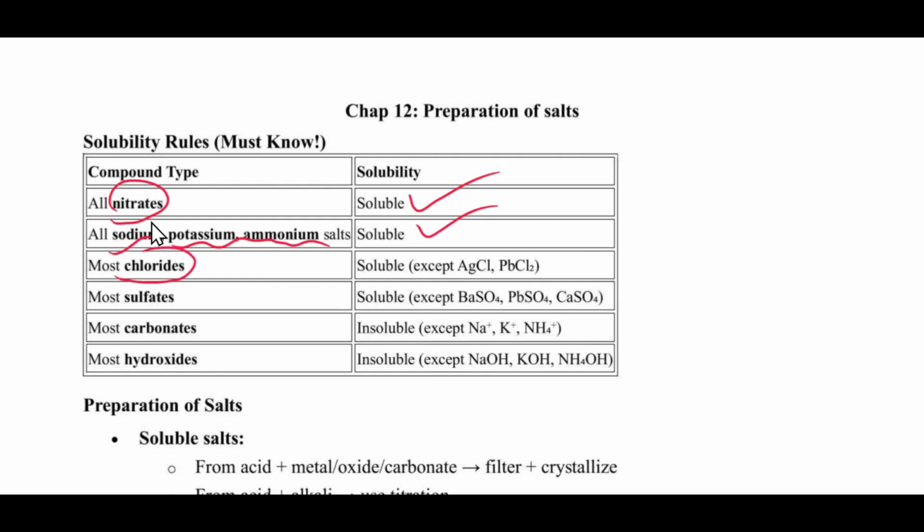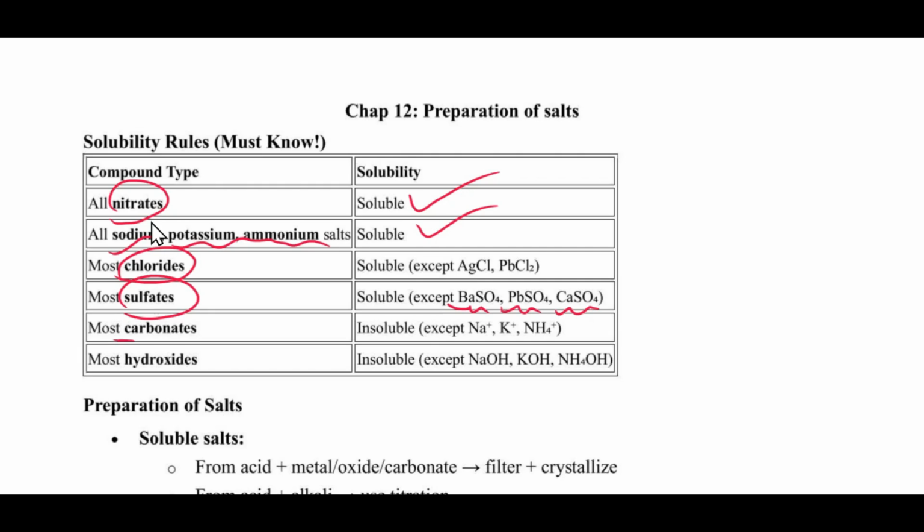Let's see the chlorides. Most of the chlorides are soluble, except two: silver chloride and lead chloride. These are the two chlorides that are not soluble in water. Let's see about sulfates. Most of the sulfates are soluble in the solution, except for barium sulfate, lead sulfate, and calcium sulfate. These are insoluble salts.